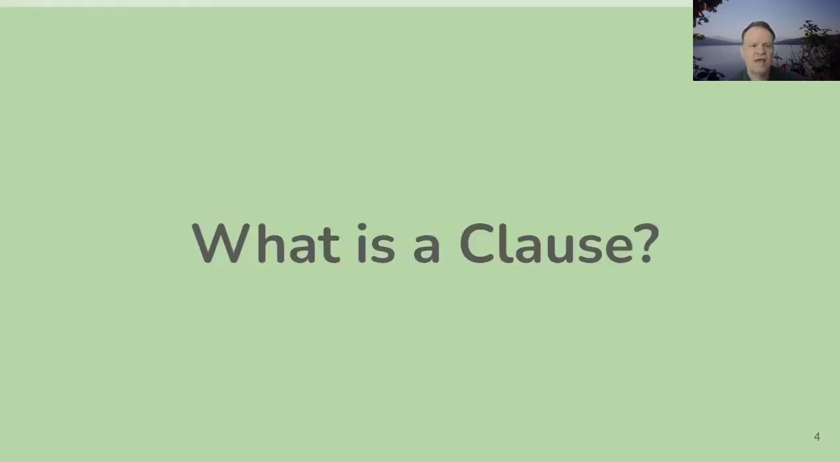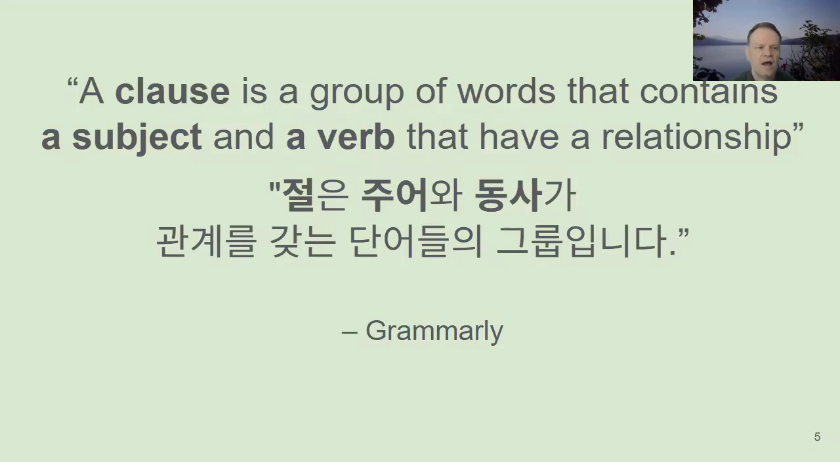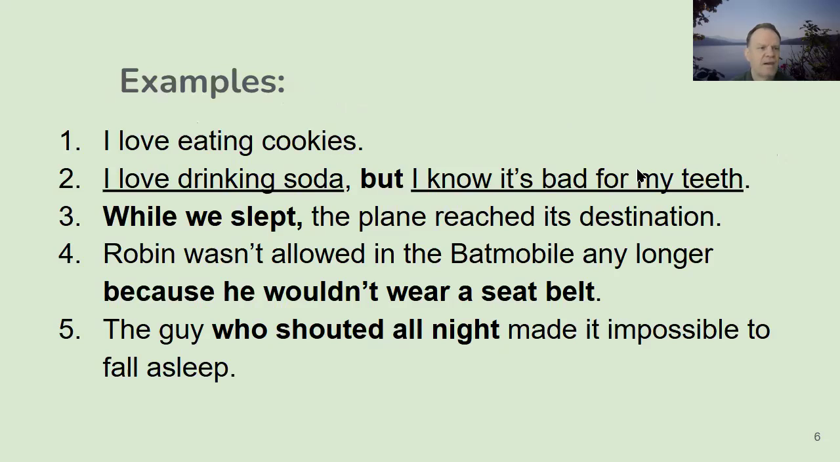So what is a clause? A clause is a group of words that contains a subject and a verb that have a relationship. Well, that's what Grammarly says. Here are some examples. I love eating cookies. Okay, so that has one independent clause, a clause which can stand on its own as a distinct sentence. The second is a compound sentence.